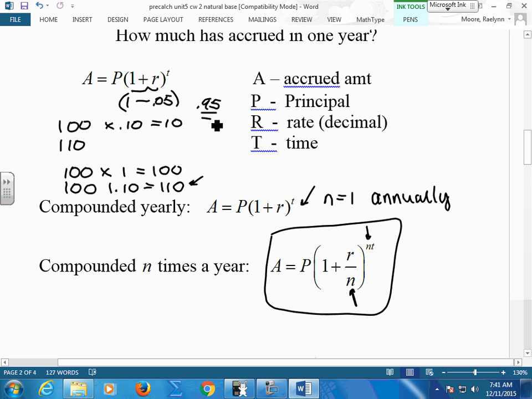You probably saw this in Algebra 2, but really didn't understand why we add 1, 1 plus r, 1 minus r. So if we're decreasing something, we're retaining the rest of the percent. Does it make sense?